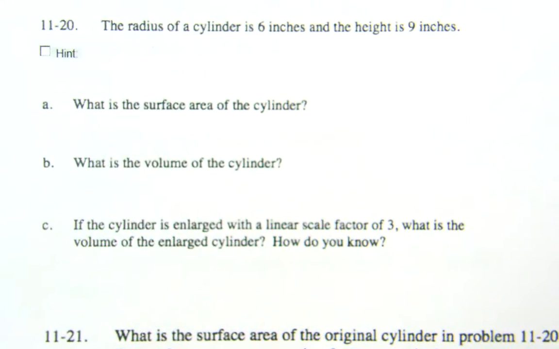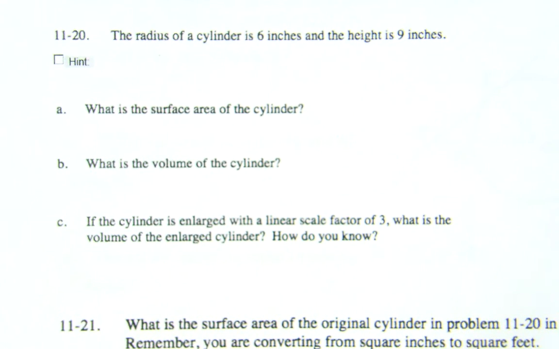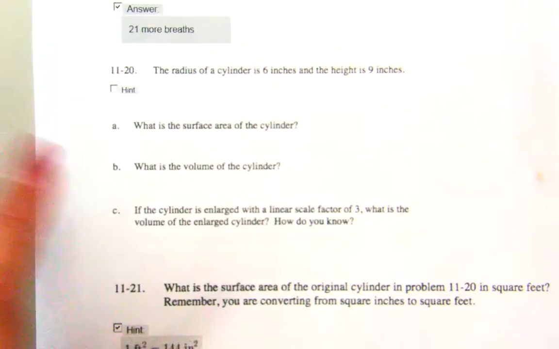The radius of a cylinder is 6 inches. The height is 9 inches. What's the surface area? What's the volume? And then if the linear scale factor is 3, what's the volume of the enlarged cylinder? And then how do you know? So I'm going to use a cylinder so we can actually mark everything on here.